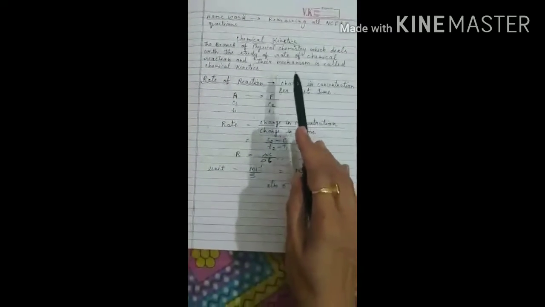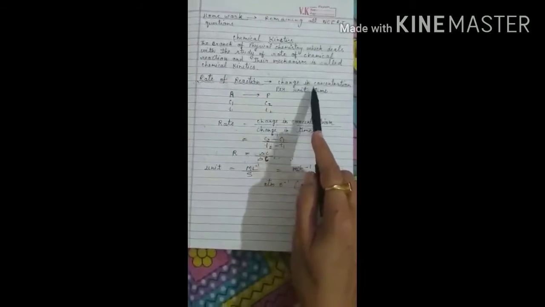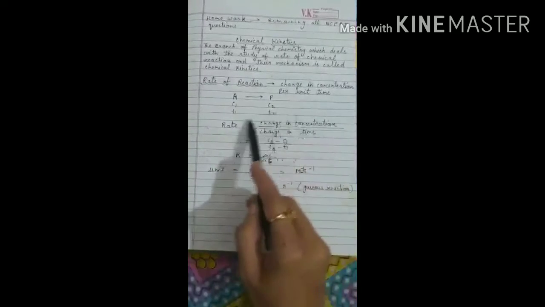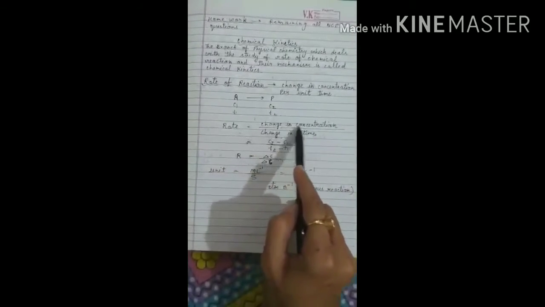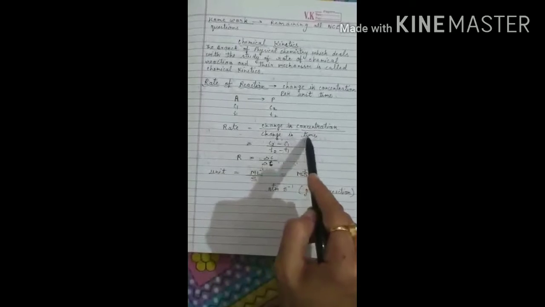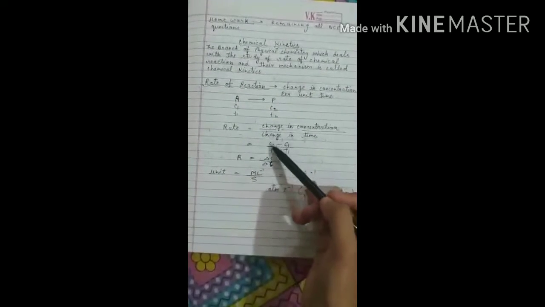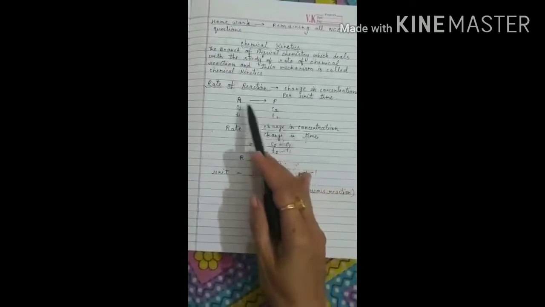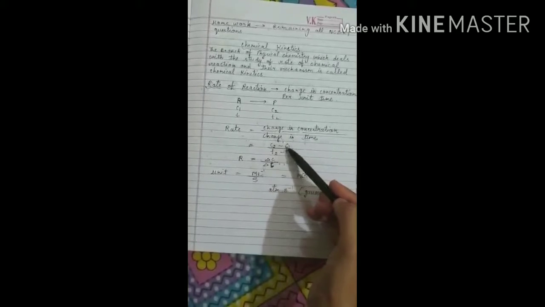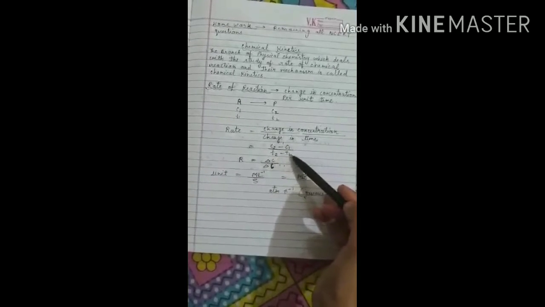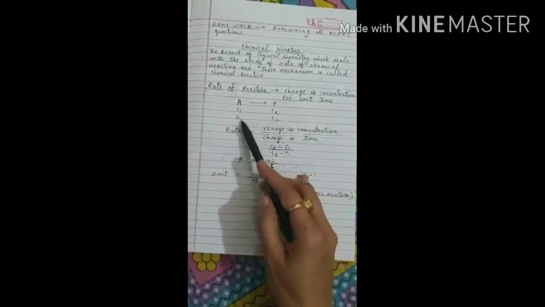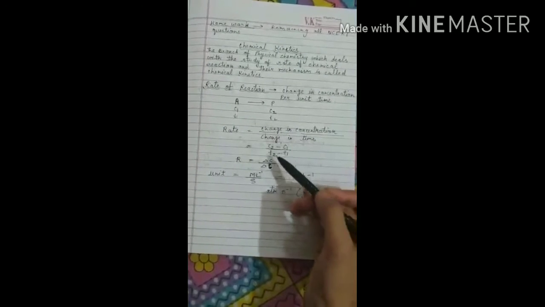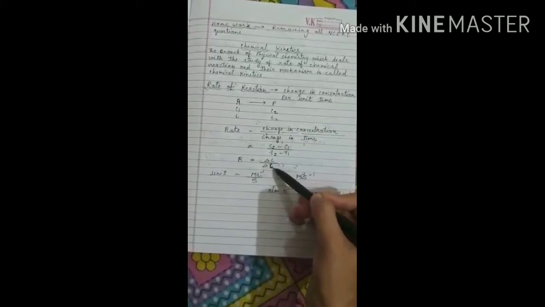As I have told, the rate of reaction is the change in concentration per unit time. So rate is equal to change in concentration divided by change in time. How is the change in concentration to be written? C2 minus C1 upon T2 minus T1, meaning final minus initial. So we will get delta C upon delta T.